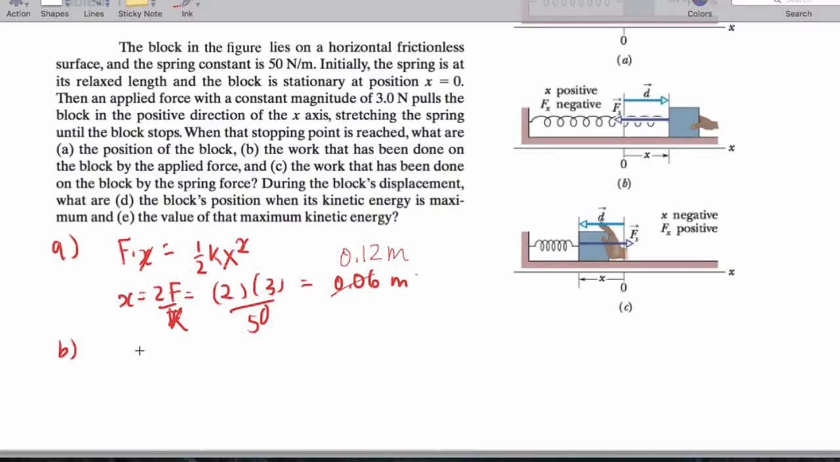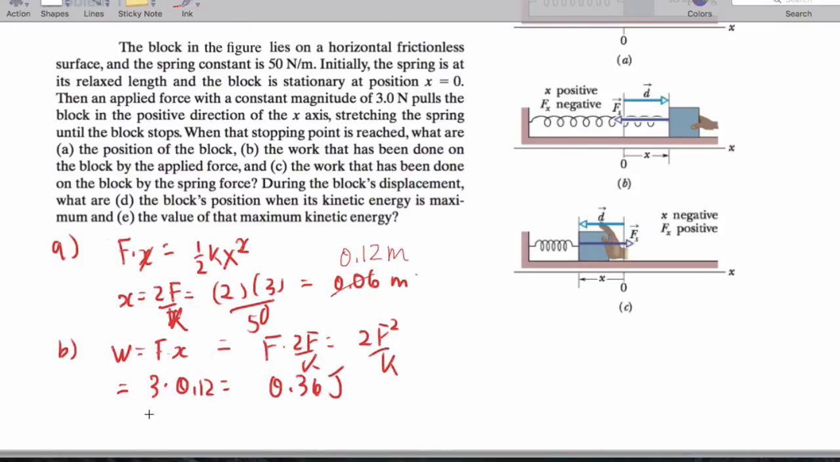Now for part B, we want to know the work that has been done on the block by this applied force. So work is F times X. And if I were doing this just with variables, that would be F times 2F over K, which is 2F squared over K. When we actually work this out, that's going to be 3 times 0.12, which is going to be 0.36 joules.